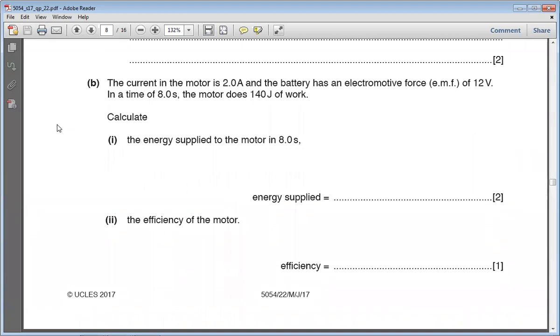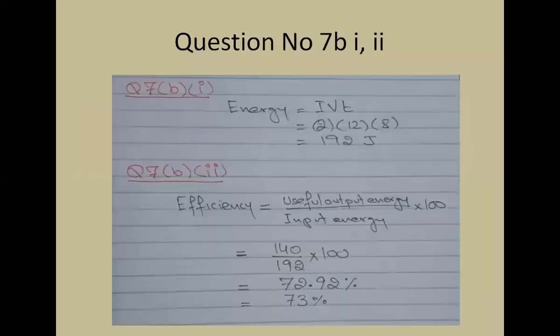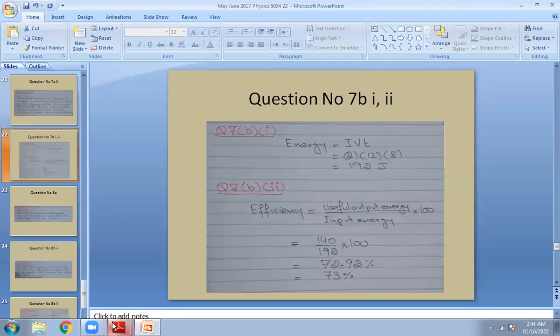He says, the current in the motor is 2 ampere and the battery has an electromotive force of 12 volt. In a time of 8 seconds, the motor does 140 joule of work. Calculate the energy supplied to the motor in the 8 seconds. You know the electric energy, energy is IVT. Very simple, straightforward formula. So I is 2 amperes, V is 12 volt, and the time is 8 seconds. So the answer you get is 192 joules. So let's check what's the next part of the question.